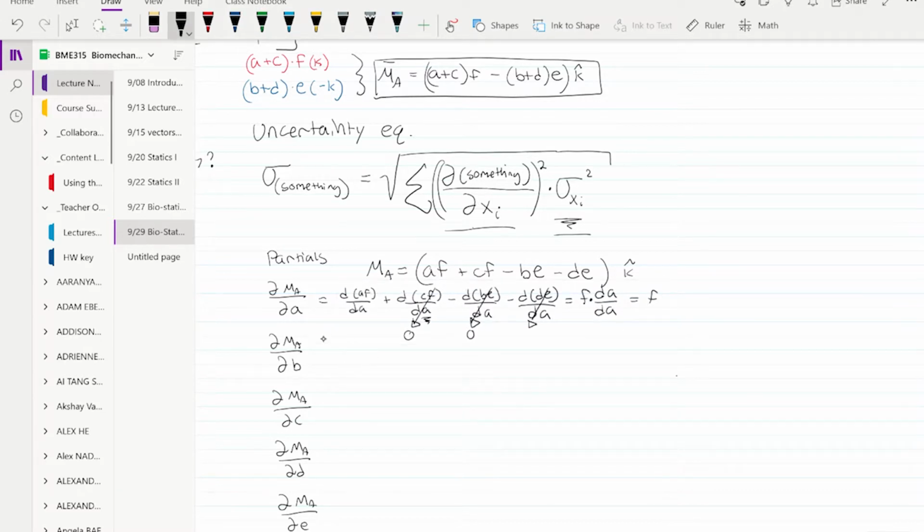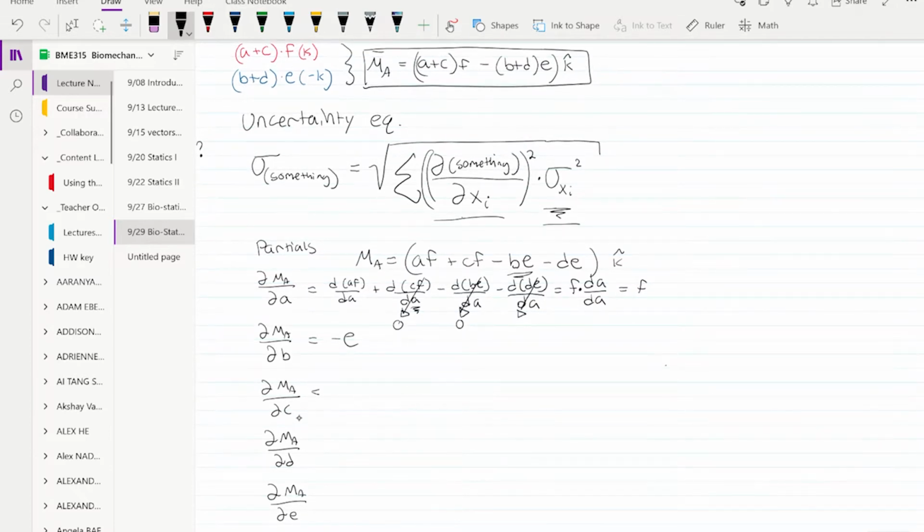Okay. So then if we do B, that's this one, we can just say that that's going to be negative E, right? I mean, that's pretty simple. Let's do C. Well, that's going to be F again. D, I mean negative E.